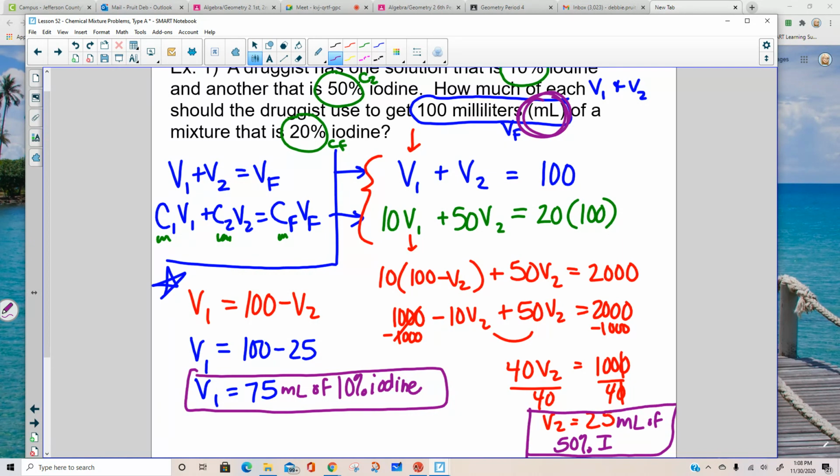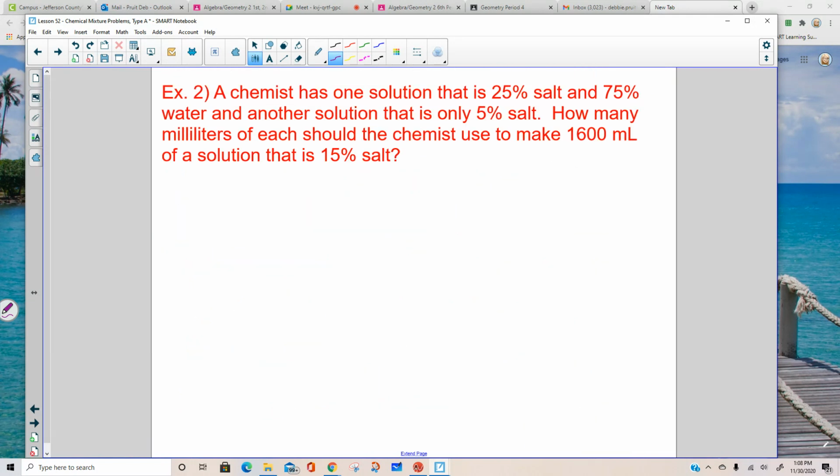Let's do one more. A chemist has one solution that is 25% salt and 75% water, and another solution that is only 5% salt. How many milliliters of each should the chemist use to make 1,600 milliliters of a solution that is 15% salt? So it looks like this is like the last one. How many milliliters of each? Right, so we're solving for V1 and V2.